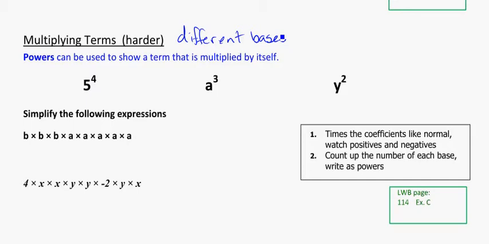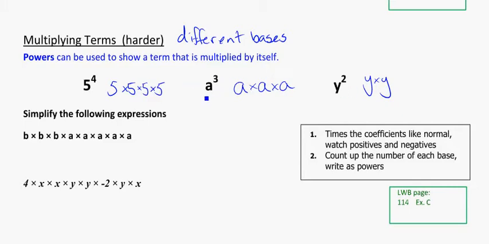So 5 to the power of 4 is like saying 5 times 5 times 5 times 5, right? 5 to the power of 4 means it's 4 fives all times together. So if we think about that, what do you think a to the power of 3 would be? This really becomes a times a times a. And y to the power of 2 would be y times y. So instead of writing out y times y, it's shorter to say y squared, and that means we do have two y's times together.